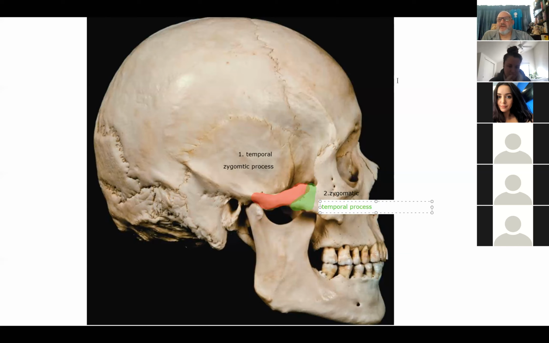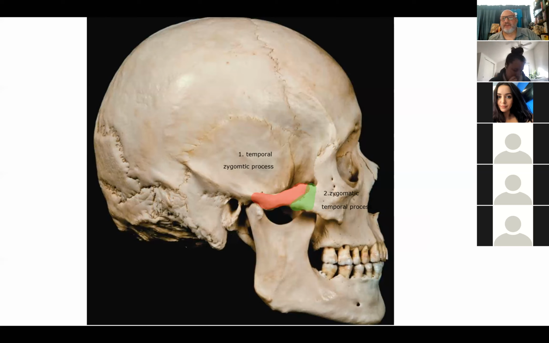So notice the zygomatic arch is made up of the temporal process of the zygomatic bone and the zygomatic process of the temporal bone. Because it wasn't confusing enough as it was. Well, notice a lot of things have names based on what they attach to, right?